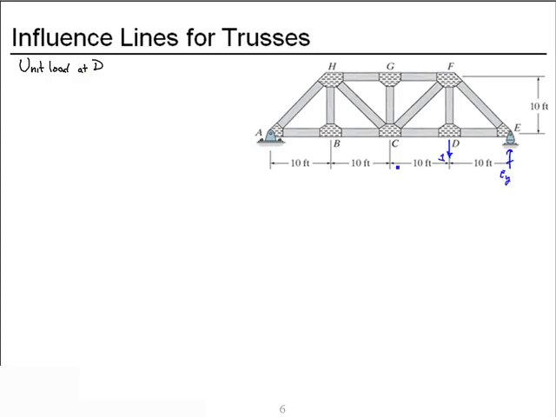The vertical reaction EY, vertical reaction AY. We sum moments about point E, some positive in the clockwise direction. AY acts through 40 feet. The unit force acts in the opposite direction through 10 feet. AY is a positive 0.25 in the direction drawn.